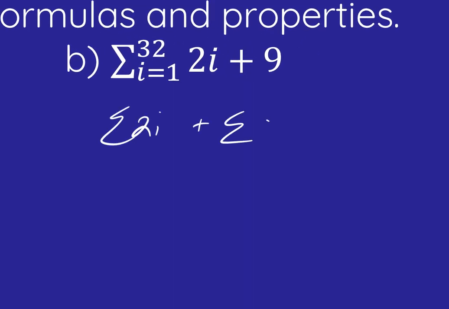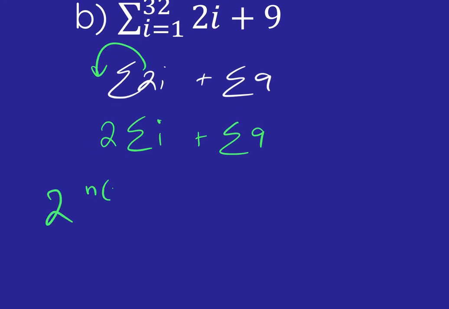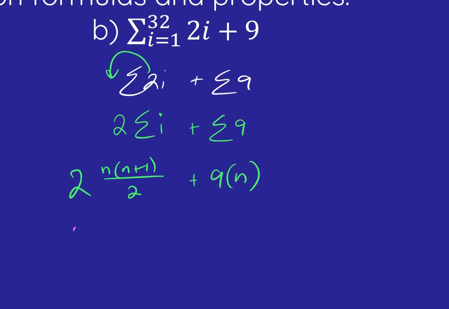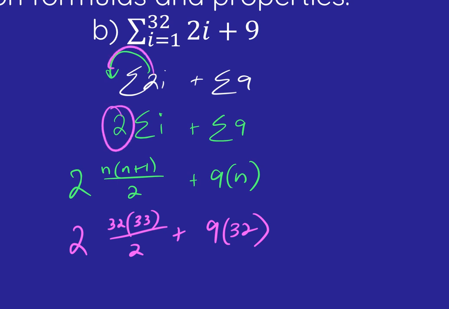2i plus 9, 2 bumps to the front. 2 times the summation of i plus the summation of 9. The i becomes n times n plus 1 over 2. And the 9 we just multiply times the n, so 9 times n. And the n this time is 32. 32 times 32 plus 1, 33, over 2. Because the 2 bumped to the front, this is that 2.